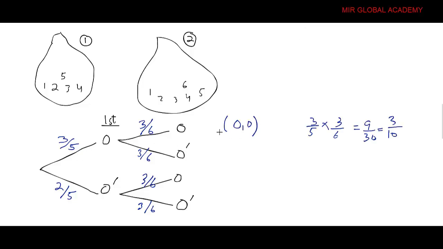So we are interested in both odd balls. So there is only one option. So by multiplying and simplification, the answer is 3 over 10.